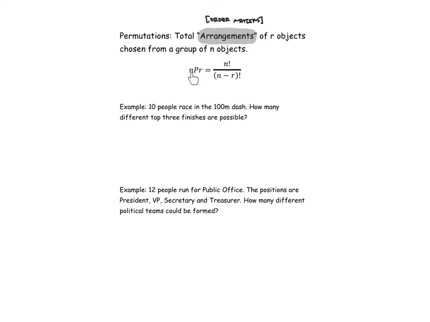So n items chosen r at a time. Okay, the formula is as follows: n factorial over n minus r factorial. So this really is just the multiplication rule. Right, so if you took nPn, that would be equal to n factorial over n minus n factorial, which is 0 factorial, which is equal to 1. So this would just be n factorial.